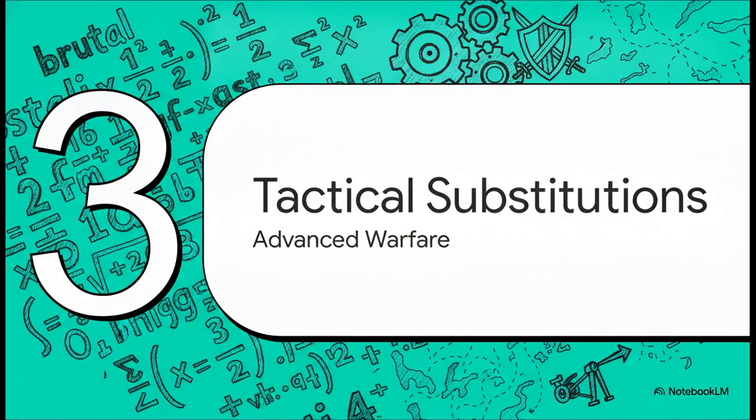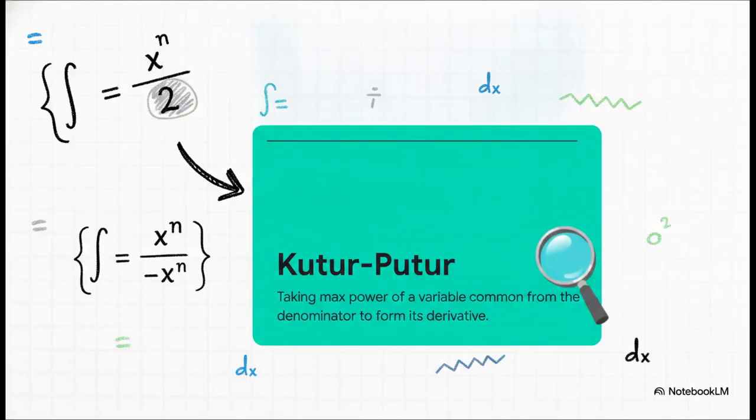Let's keep the momentum going with part 3, tactical substitutions and hacks. Welcome to a legendary little trick that a lot of students affectionately call couture putor. It's a fun, quirky name for a seriously powerful manipulation technique, making really smart adjustments by yanking out the highest power from the bottom of an equation. When you have this massive, intimidating algebraic fraction that looks completely unsolvable, pulling out the largest power of x from the denominator essentially forces negative powers to appear inside the brackets.